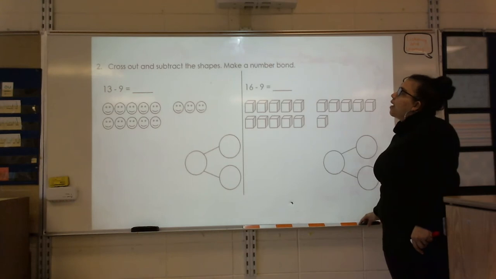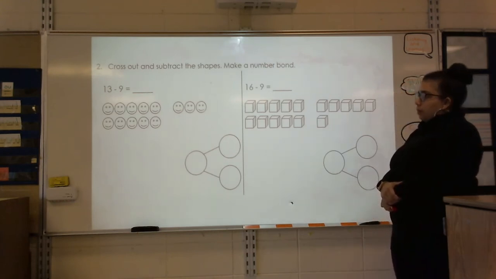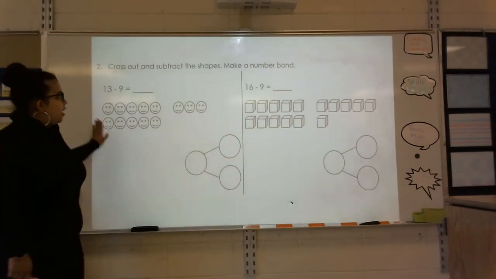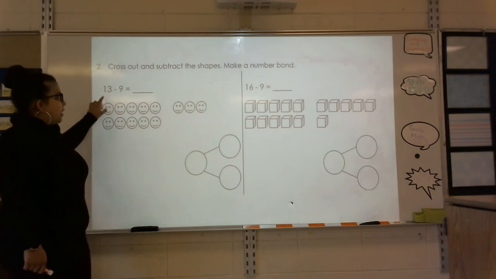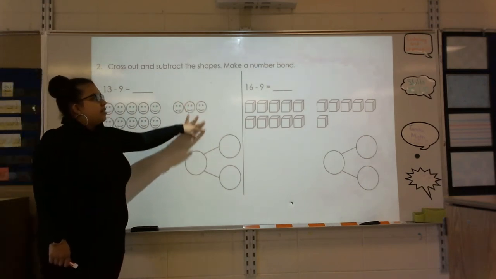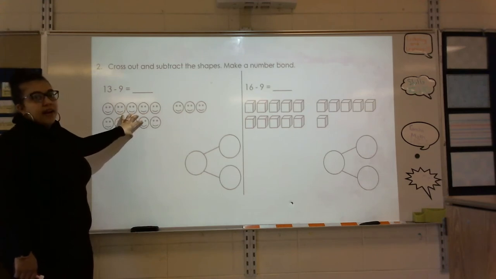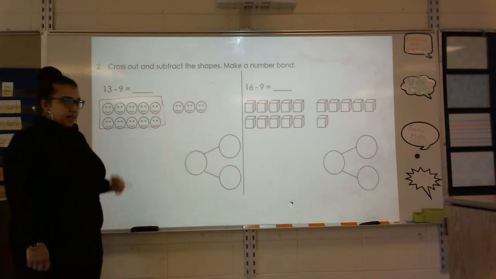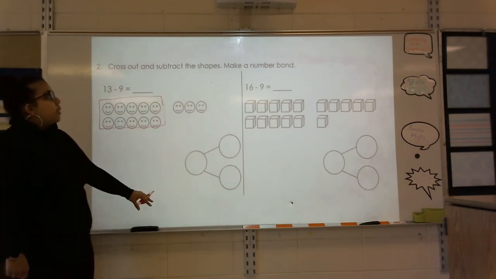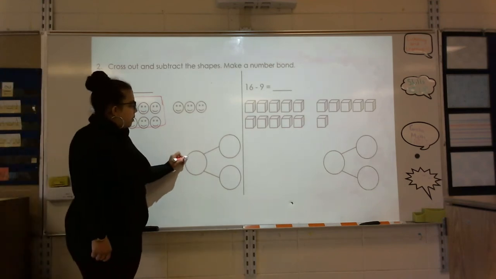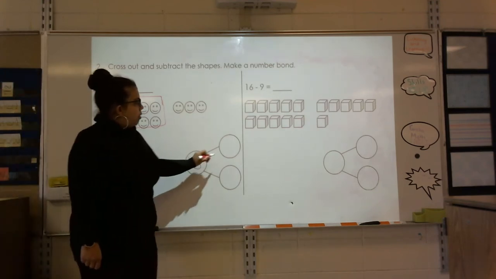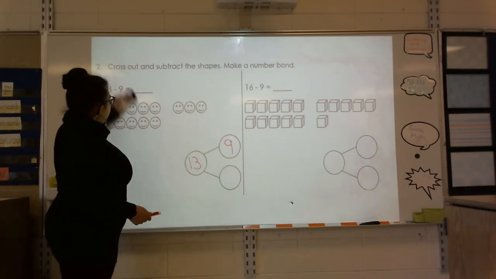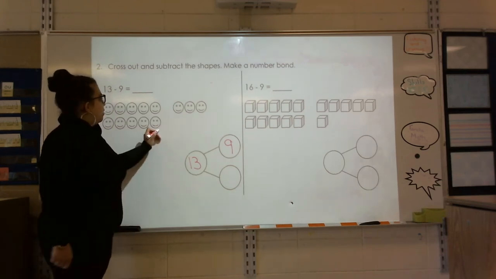This says cross out and subtract the shapes. Make a number bond. Okay, so for subtracting, we're given the picture of 13 smiley faces. What they did here is they stacked the 2 groups of 5 to make a group of 10. So let's mark this off as a group of 10. We know that's 10. When we make this number bond, it shows the whole minus a part equals the other part. I don't like that box cutting through, and we don't want to cut through because we're going to cross things out.